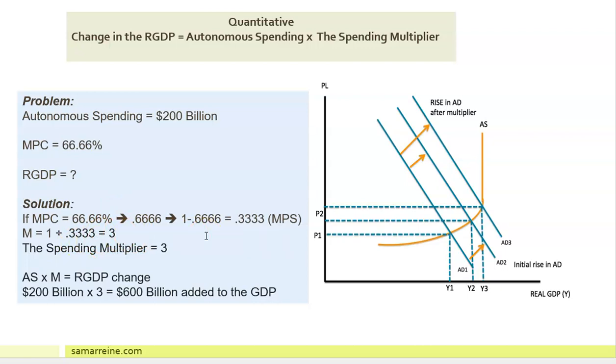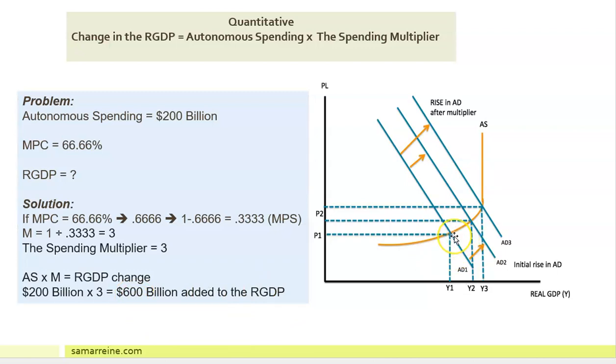That means whatever this autonomous spending is, which is the $200 billion, it's going to grow 3 times, pushing the economy from a recessionary state back towards that natural state, or the equilibrium GDP. So the $200 billion times 3 increases the real GDP by $600 billion. So what is the change? And we can make sure this is our real GDP here. What is the change? The change is $600 billion.